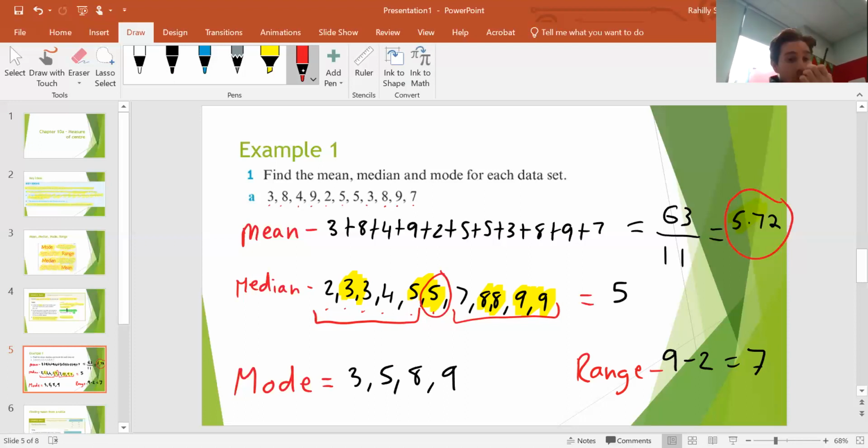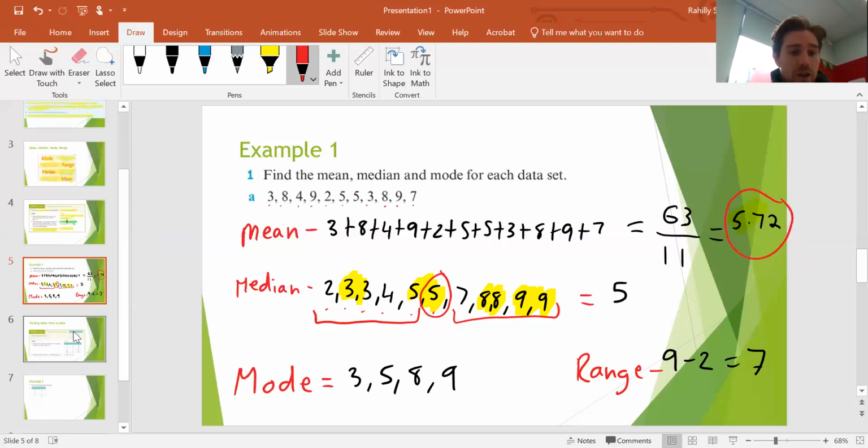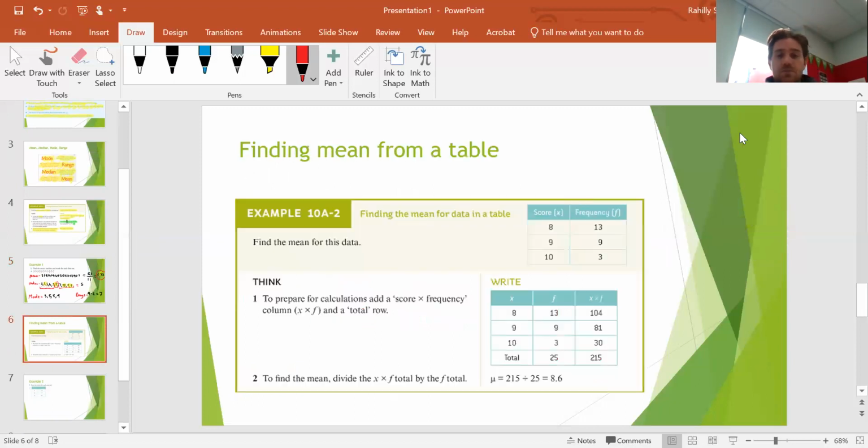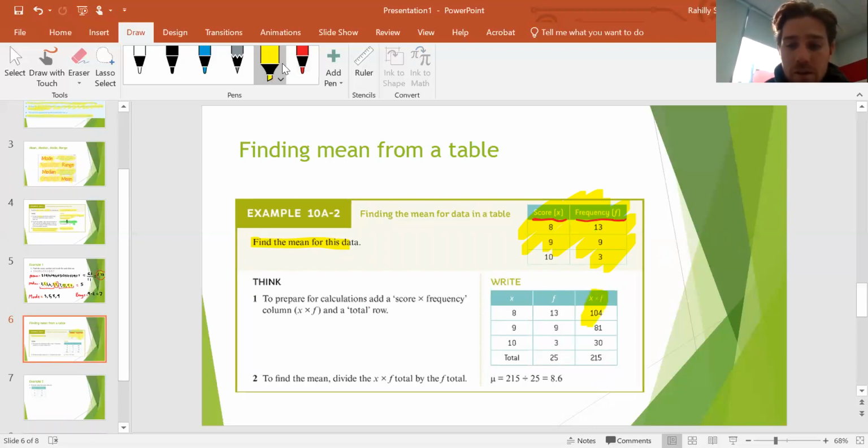All right. Moving on to the next example is when it is in a table. Finding mean from a table. Find the mean for this data, which is here. You've got your score, which is represented by X here, and your frequency, which is represented by F. To prepare for calculations, add a score times frequency column and a totals row. So that's this column here and this column here.